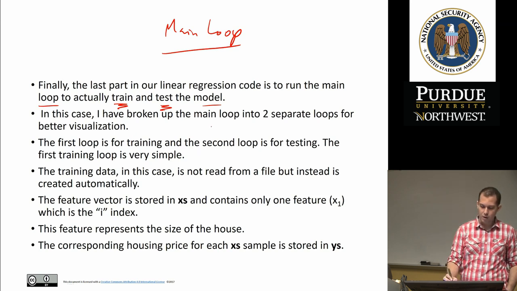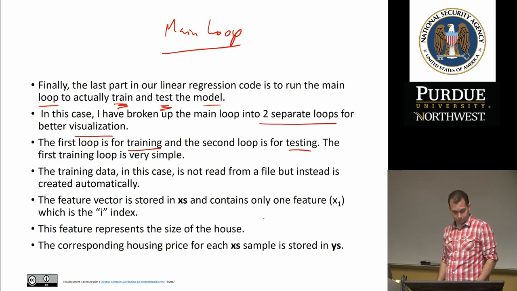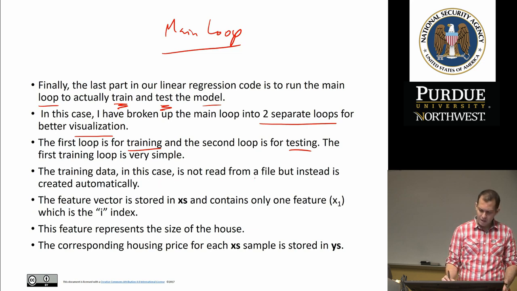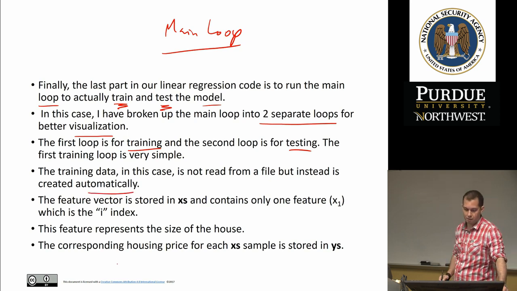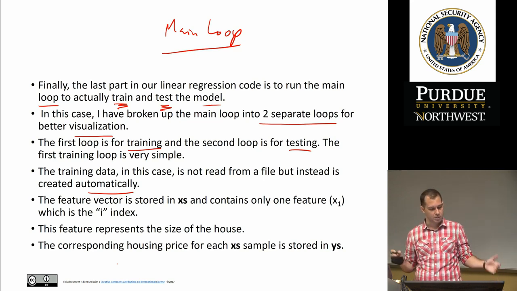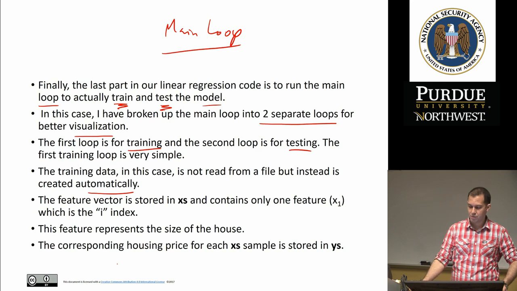In this case, we've broken up the main loop into two separate loops for better visualization. The first loop is for training, and the second loop is for testing. And the first training loop is very simple. The training data in this case was not read from a file, but instead it was created automatically, just to make this even easier. I wanted to get rid of the whole complication of reading a file and dealing with all the dimensions, etc. It also shows us that we can create our own data really quickly to better understand the algorithm.